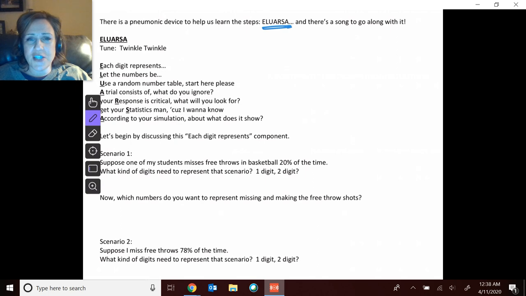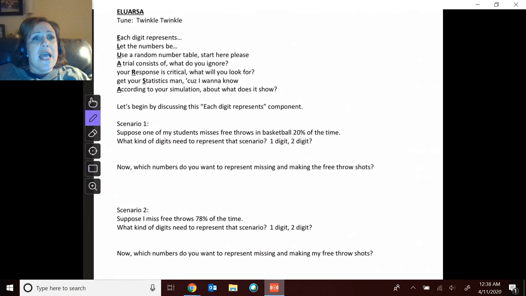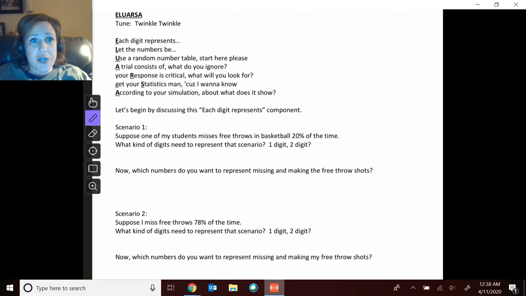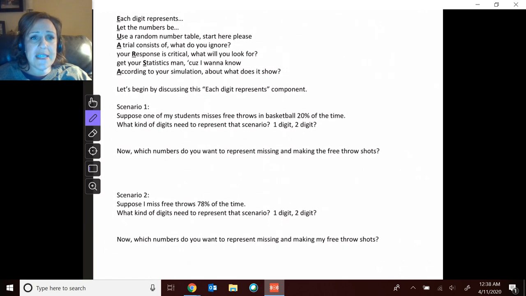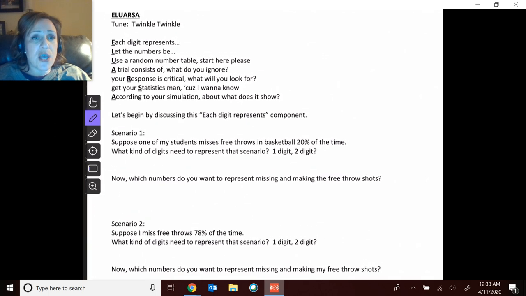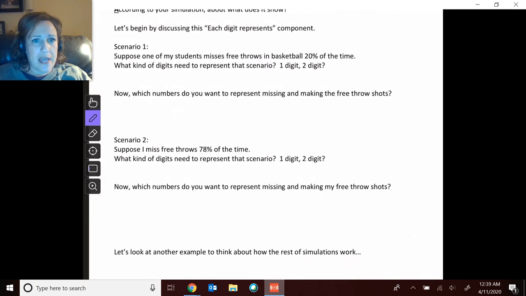And of course, then there's a song to go along with it. Not quite as catchy as our SREP me cap. It just goes to Twinkle, Twinkle, Little Star. So it starts out talking about what each digit will represent and what we will let those numbers be. So let's start talking about just those two items and talk about how to set up a real-world scenario mathematically. Okay? So we'll come back to the rest of those words after we go over this.